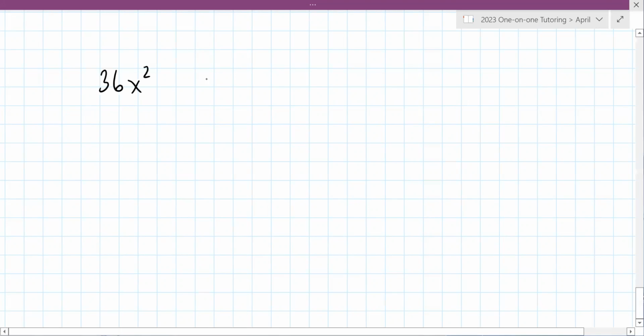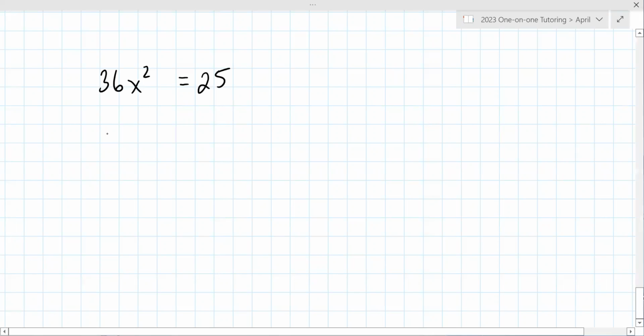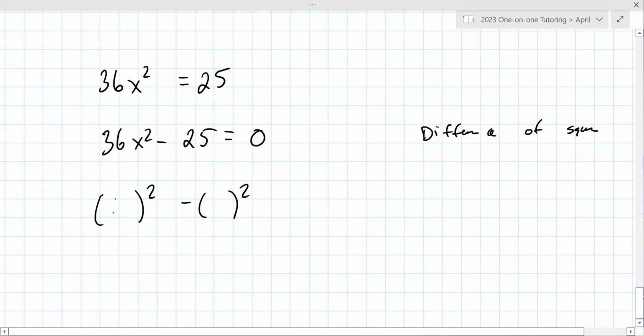Okay. 36x squared equals 25. Like this. Okay, cool. So kind of like the other ones, you do have to put this on the same side. This is a difference of squares problem. So it's like a 6x. That gets you back to the 36. What gets you back to the 25? 5. So this becomes 6x minus 5 times 6x plus 5.